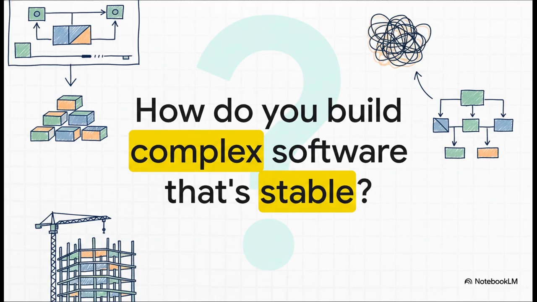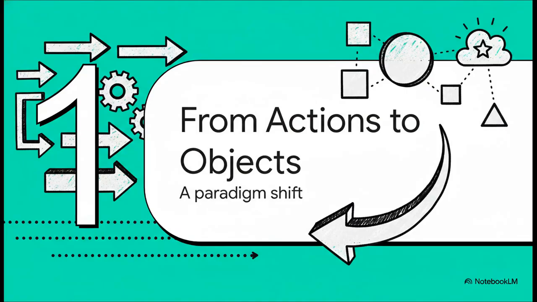As software projects get bigger and way more complex, how do developers actually manage all those moving parts? A simple list of instructions just isn't going to cut it. You need a blueprint, right? A way to organize everything so that it's stable, scalable, and doesn't just turn into a total mess. Well, this need for structure led to a major shift in thinking.